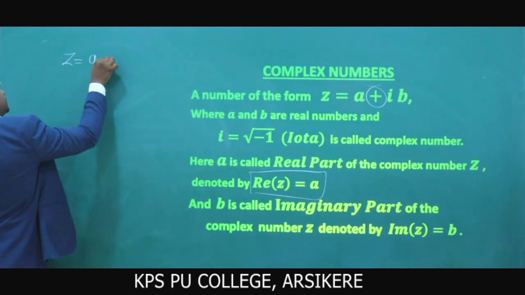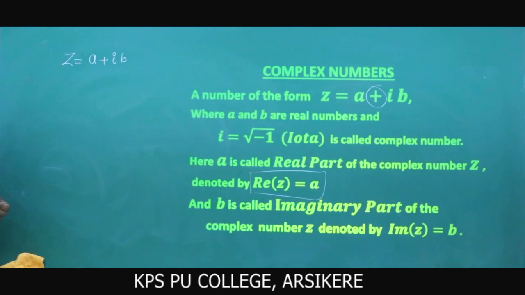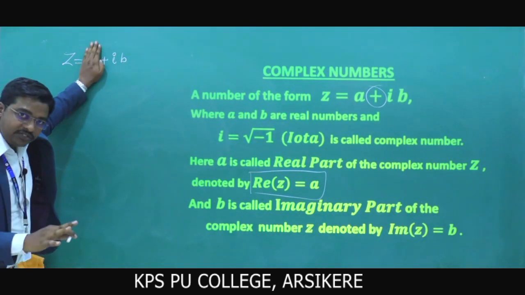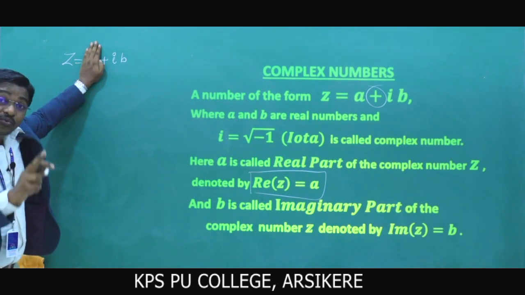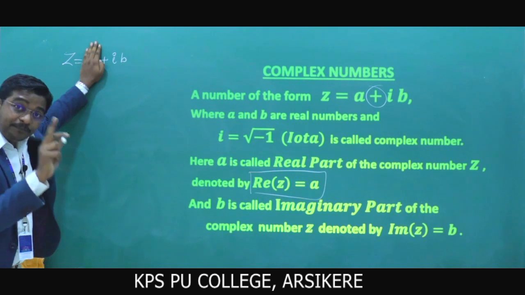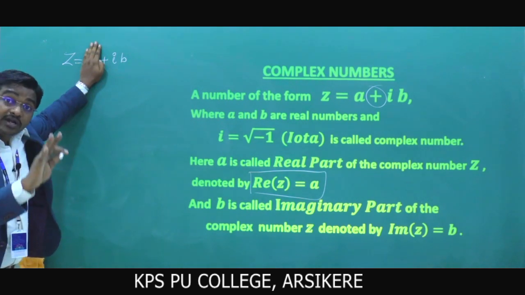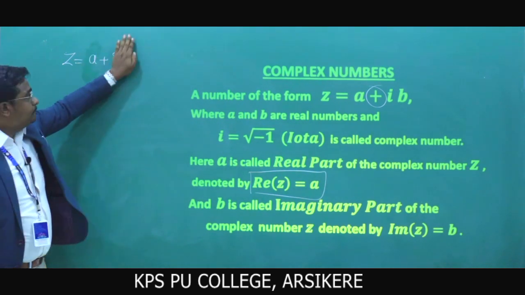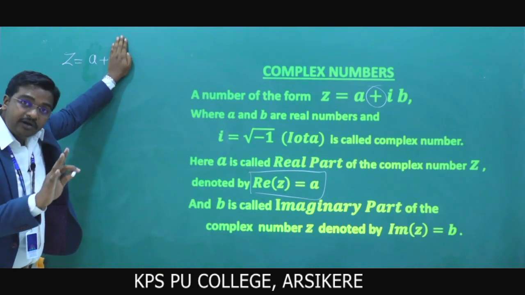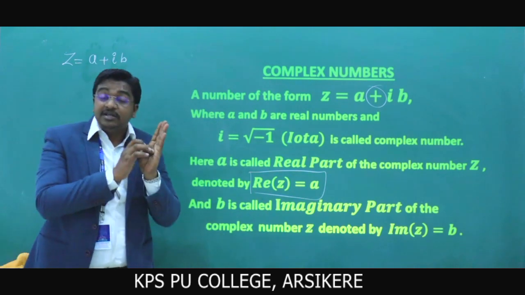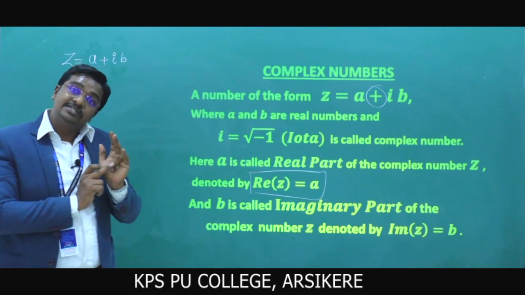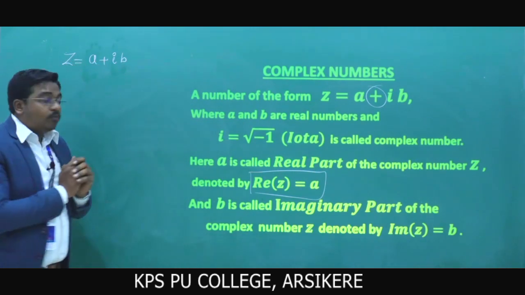Z is equal to a plus ib, the general form a plus ib. Suppose a is absent, a is equal to 0. So this number is called a purely imaginary number. This number is called purely imaginary, meaning the real part is 0. When b value is 0, very good, this is purely real. So purely imaginary means real part is 0, purely real means imaginary part is 0. This is the complex number.